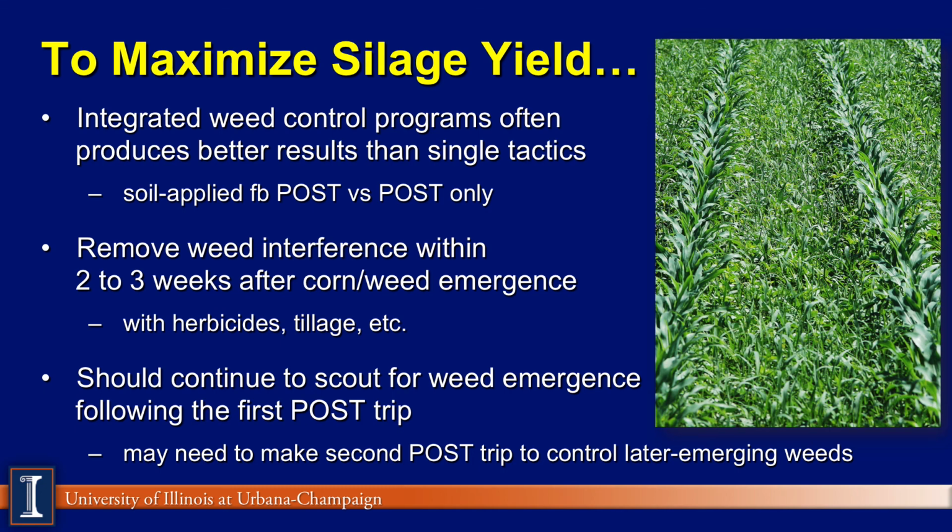It's always good to try to remove weed interference or weed competition within a period of about 2 to 3 weeks after the corn crop has emerged. And we can certainly remove this interference with herbicides, with tillage, mechanical methods, or even by hand if necessary. And then continue to scout the corn crop throughout the growing season. And if weed emergence continues following the first post-application, we may need to make a second follow-up application for control of later emerging weeds, not so much perhaps to reduce the interference potential, but again, recognizing that certain weed species can make viable seed by the time that the corn crop is harvested for silage.